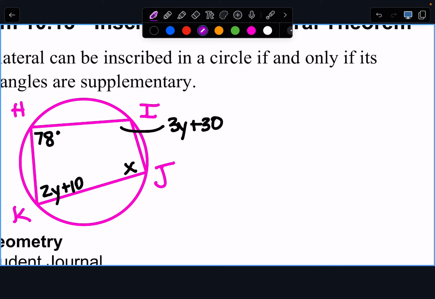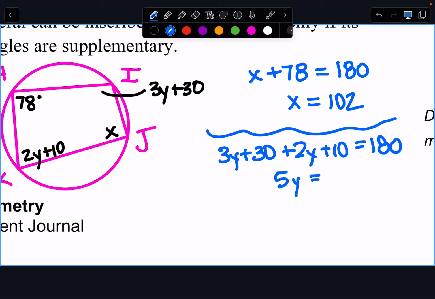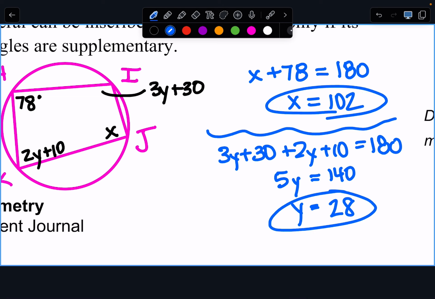Okay, so what this means is that x plus 78 equals 180. What does that make x? 102. It also means that 3y plus 30 added to 2y plus 10 is 180. So 5y equals, so y equals 28. It's 28. And what are those two? 5y plus 40 equals 180. 130. Yeah, and then subtract 40.